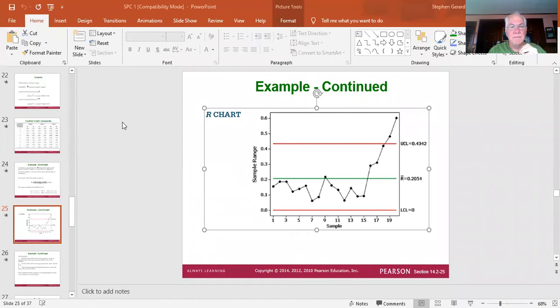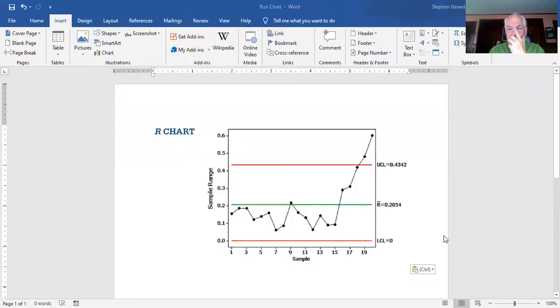The fourth type of thing that comes up, here it is. It's a thing called run charts.